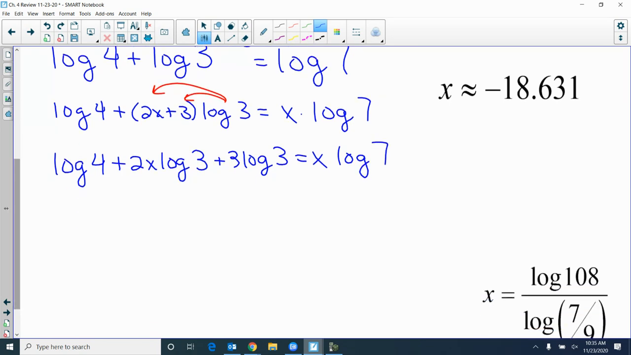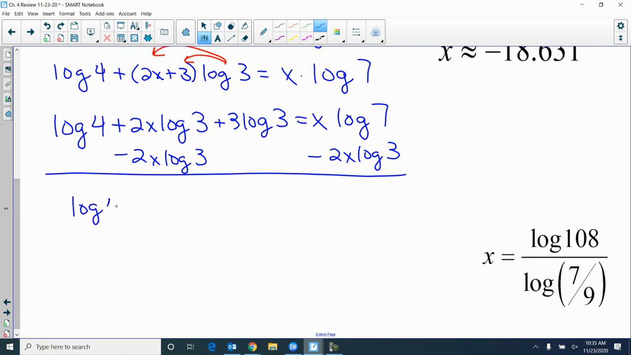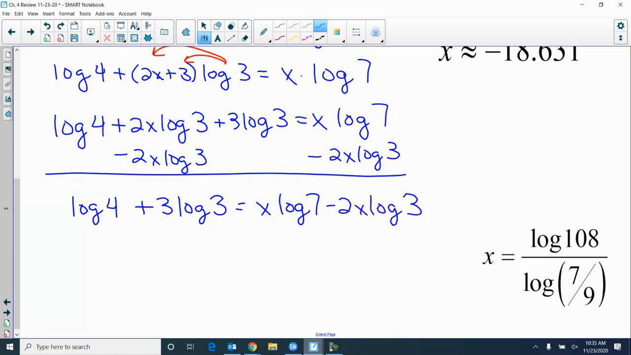All right, you got to get everything with an x on one side, everything without an x on the other. I think the easiest thing is I would subtract 2x log of 3. That would be my easiest. So I get log of 4 plus 3 log of 3 equals x log of 7 minus 2x log of 3.